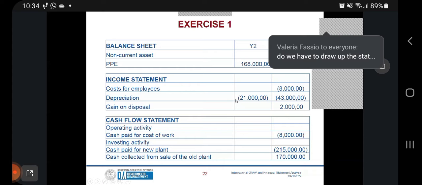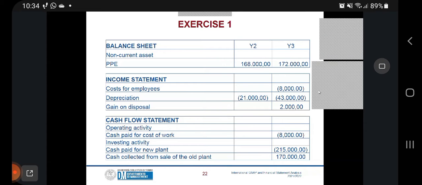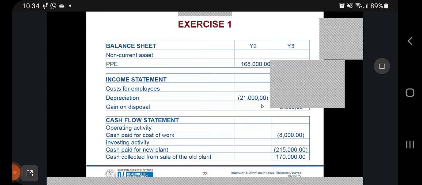Any questions? Yes, Valeria, you have to answer in this way. Balance sheet, income statement, and cash flow statement. Always, you have to get used to answering these questions.